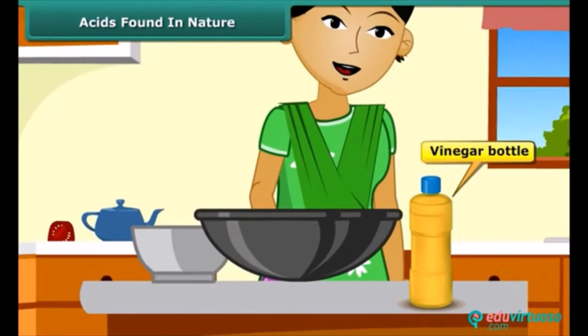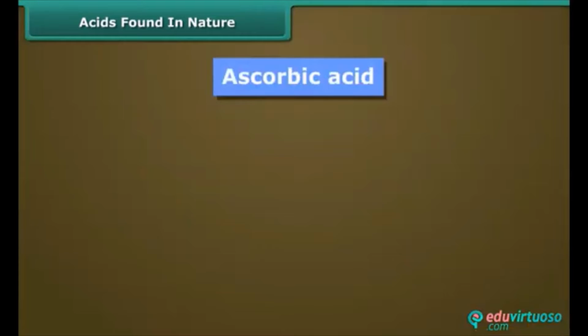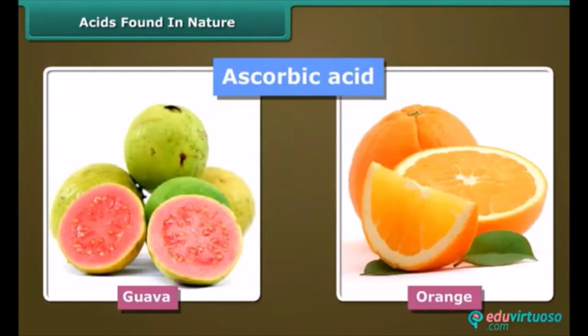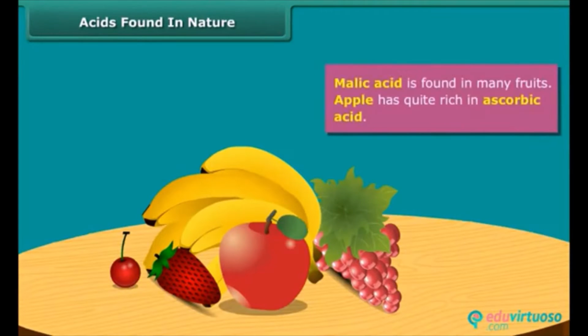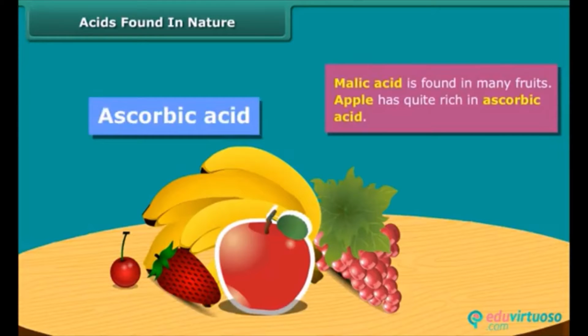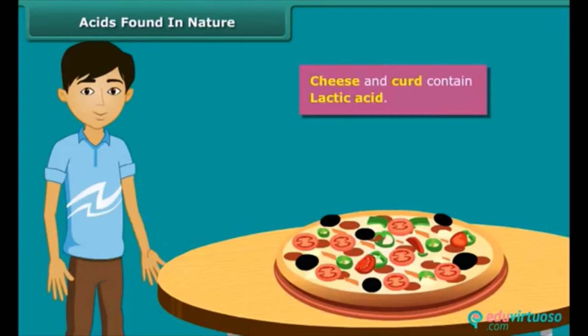Vinegar found in our kitchen is dilute acetic acid. Ascorbic acid is found in guava, orange, raspberries, etc. Malic acid is found in many fruits. Apple is quite rich in malic acid. Most of the children love more cheese in pizza. Cheese and curd contain lactic acid.